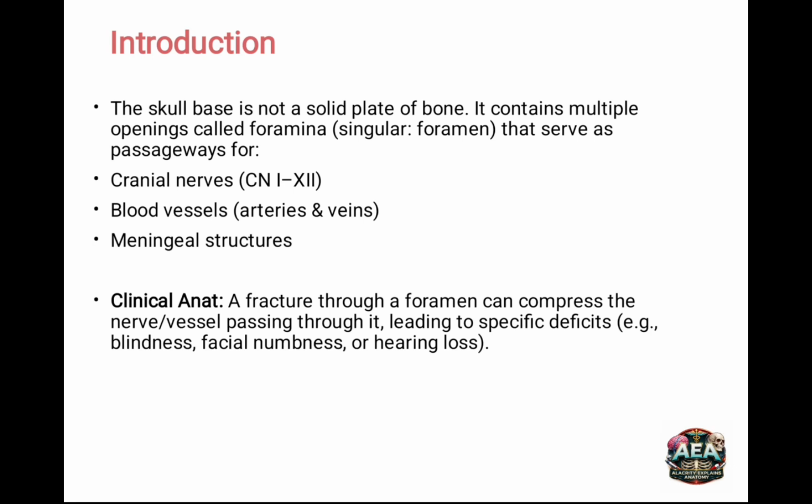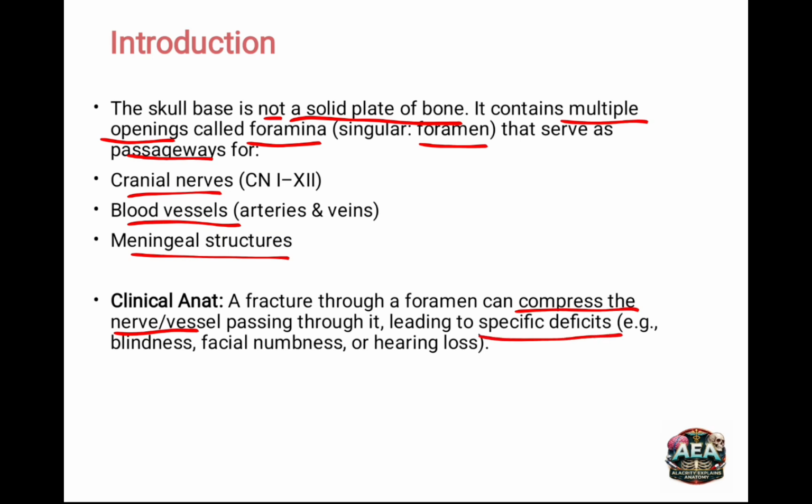As a way of introduction, the skull is not a solid plate. It contains multiple openings, which we call foramina. Singular, foramen, if you're talking about just one. More than one, foramina. They serve as passageways for cranial nerves, blood vessels like arteries and veins, as well as meningeal structures. A fracture through a foramen can compress the nerves and vessels that pass through it, leading to specific deficits like blindness, facial numbness, or hearing loss.